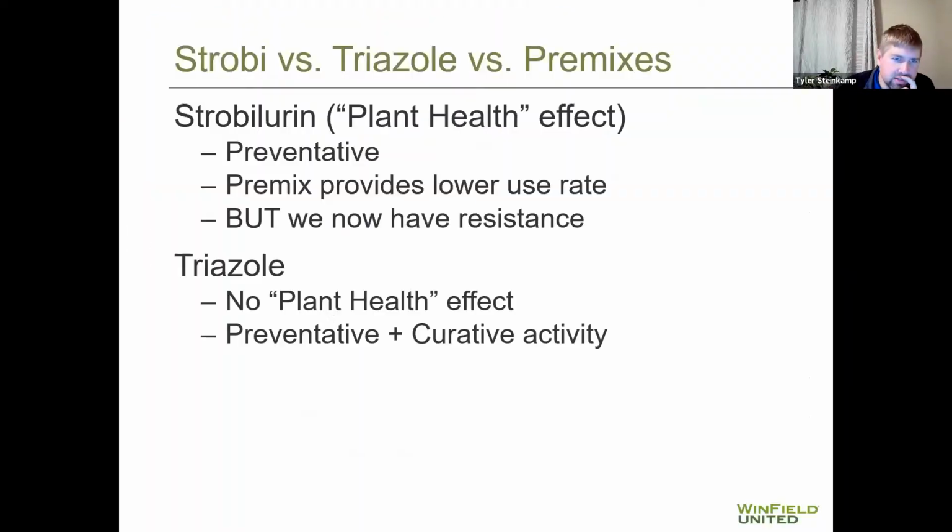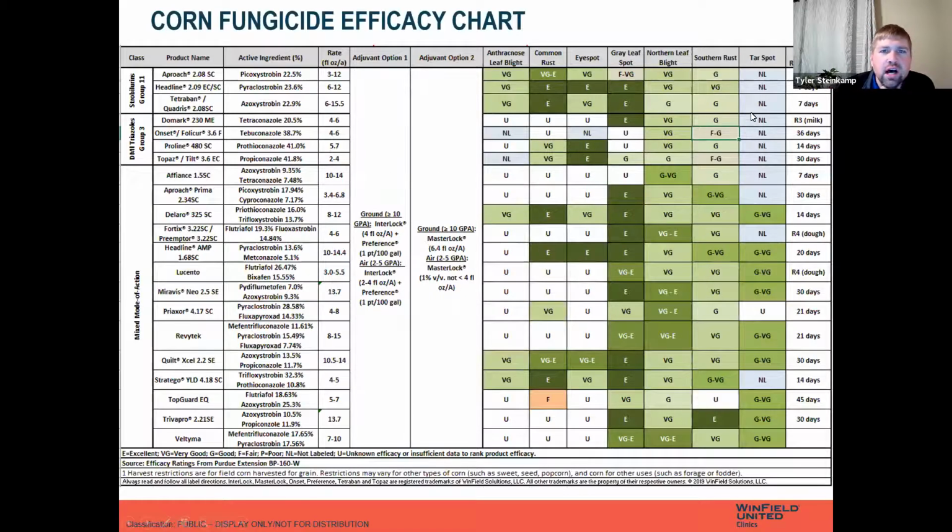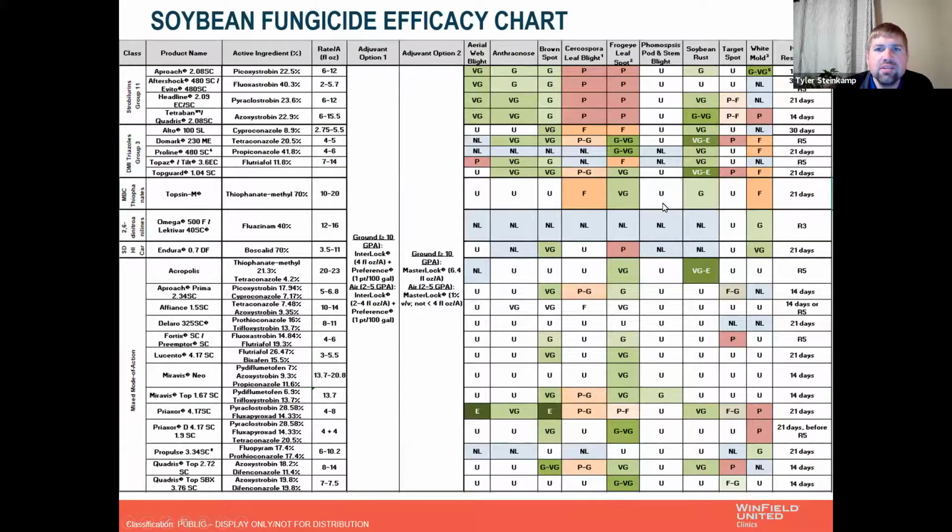Some particular ones that I'd pay attention to: tar spot in corn here. I'd look at northern corn leaf blight and gray leaf spot as well. On the soybean side of things, I really look at white mold. There are certain ones that are very good on white mold, and there are other ones that aren't. One of our best ones that we have on white mold is actually Endura.